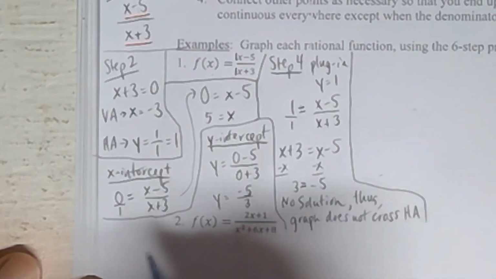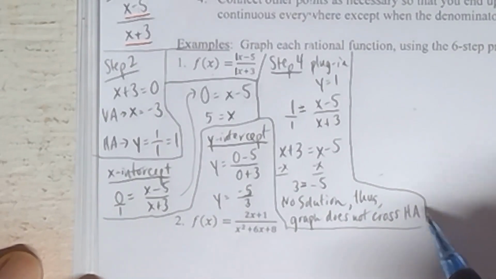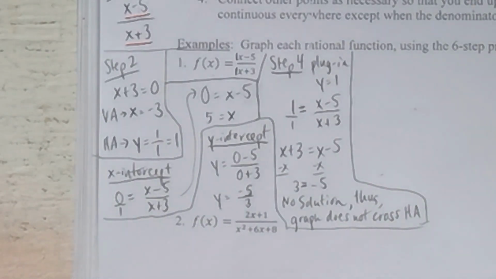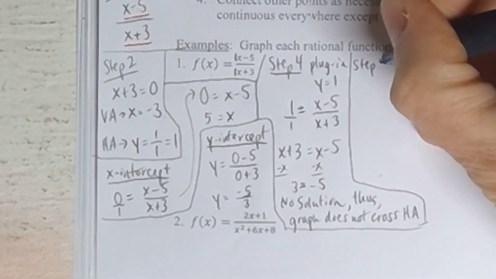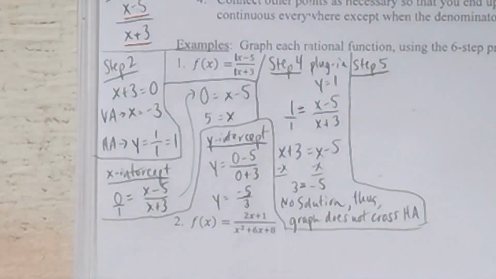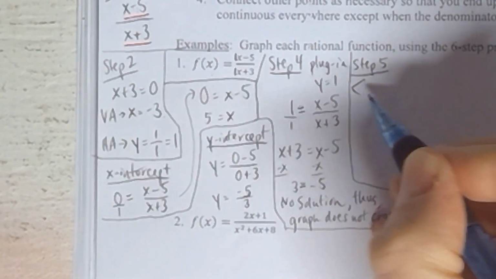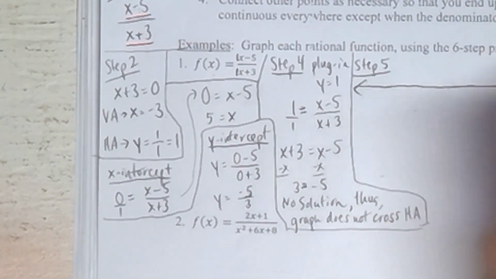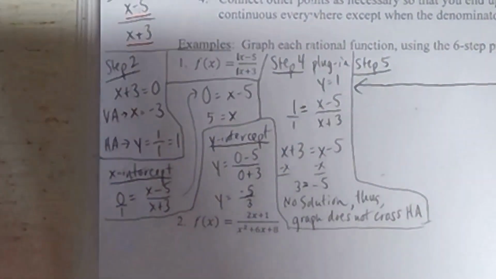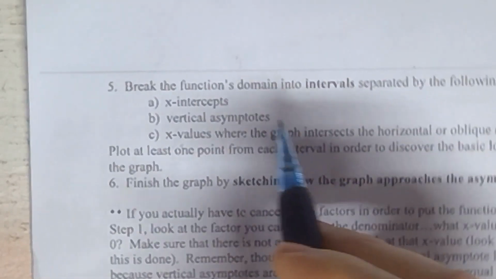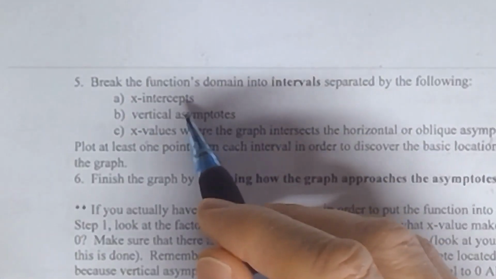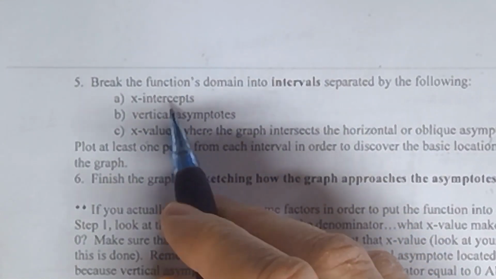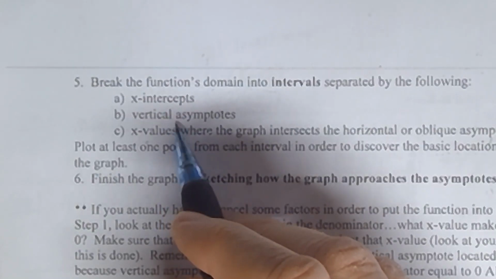So now we are ready to move on to step 5 here. Let's take a look at that. We need to make a number line. Make it as big as you can here. We're going to have a good number of things on here. What are we going to have on there? It says break the function's domain into intervals separated by the following. In other words, break the entire number line up according to these 3 things.